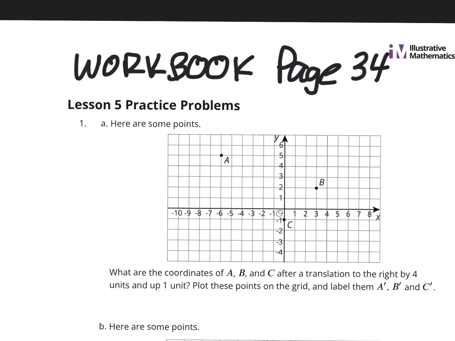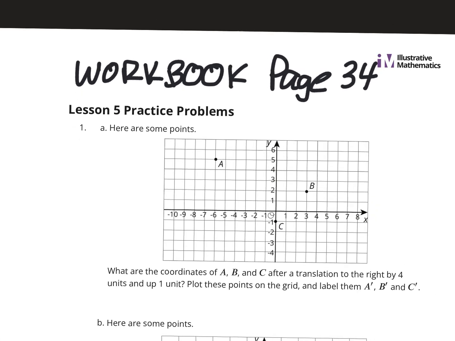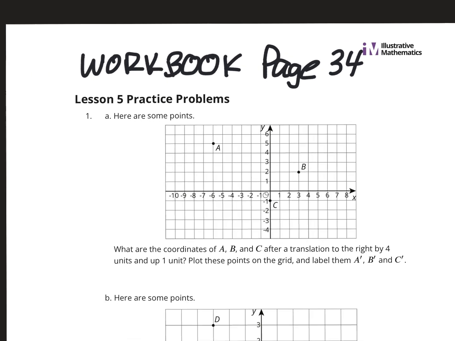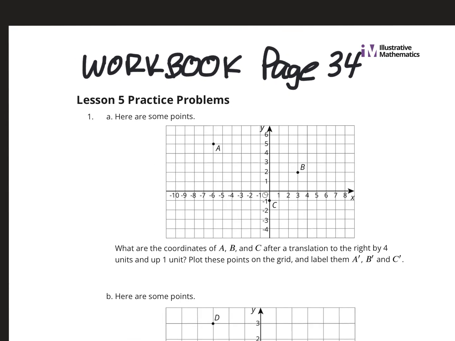Hey mathematicians, I have got a notebook entry for you here, courtesy of your workbook page 34. And on this workbook page, it asks us to translate the point to the right 4 and then up 1.